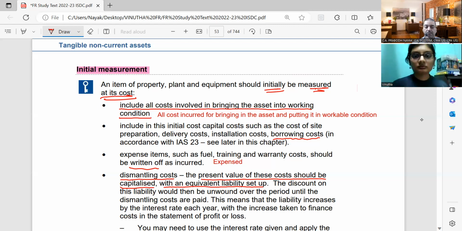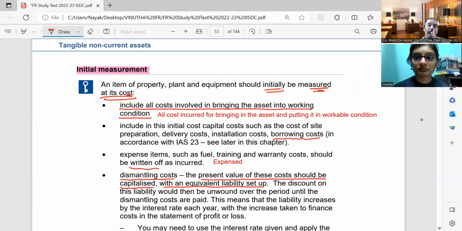What is not going to be added? Fuel cost is not going to be added. Training of employees, how to work the machine, not going to be added. Warranty cost, not going to be added. They will be shown in the profit and loss account as expenses. So we say that these items are going to be expensed. Expense means that they will be shown in the profit and loss as expense. So what will be included? Purchase price and all direct expenses which are incurred for bringing the asset and putting it into workable condition.